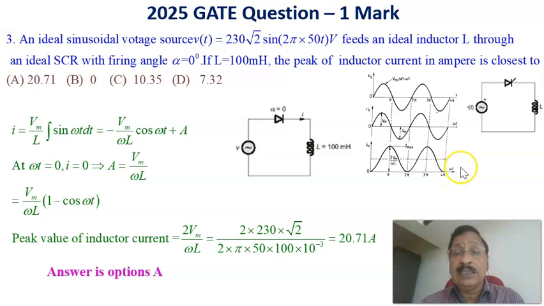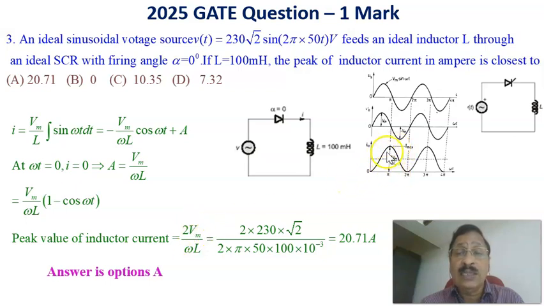This is the inductor current plot, and it reaches the maximum value when cos omega t equals minus 1, that is, 1 minus minus 1, which gives 2. That happens at omega t equal to pi radians. At that instant, cos omega t equal to minus 1, and the current equals 2 Vm by omega L.